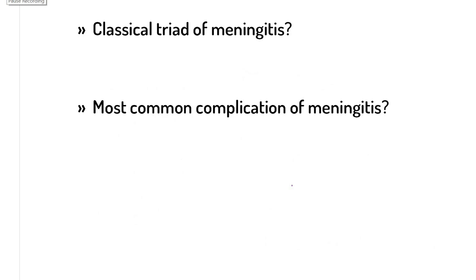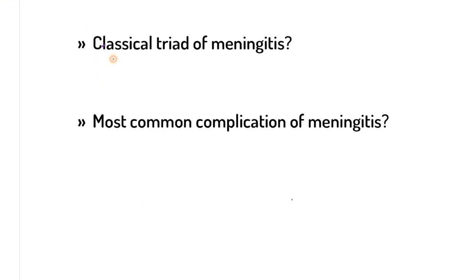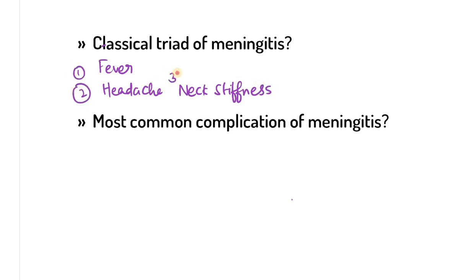Some further questions in meningitis which you need to know about are: what is the classical triad of meningitis? The classical triad is fever, headache, and neck stiffness. Fever, headache, and neck stiffness are the classical triad of meningitis which you need to know about.